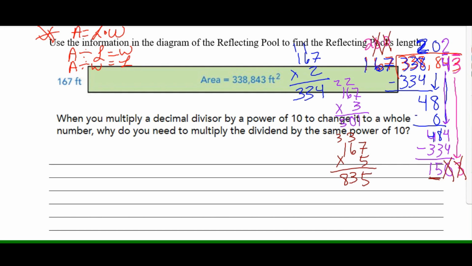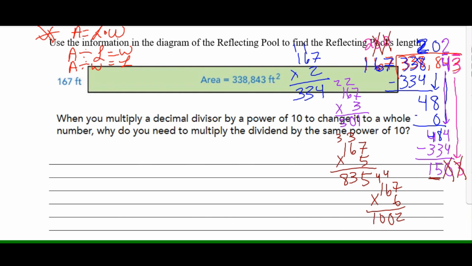So sometimes this method works and sometimes it does not. So I'm going to go up a little bit more, a number up. So I'm going to do 167 times 6. Let's try that one. So 6 times 7 is 42. 6 times 6 is 36 plus 4 is 40. And then 6 times 1 is 6 plus 4 is 10. That number is still too low.